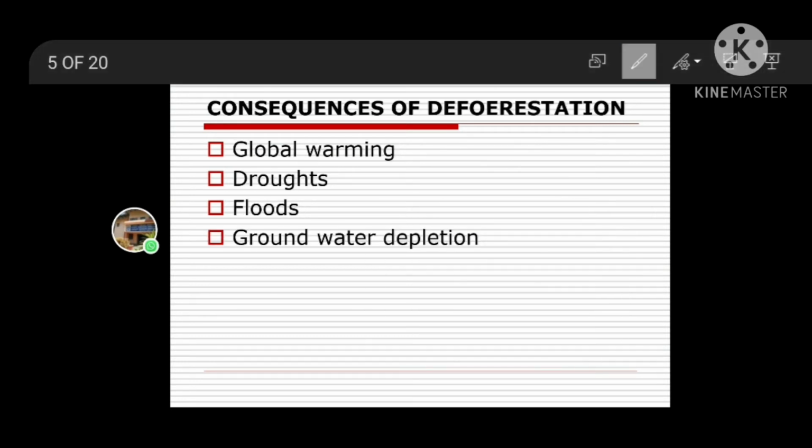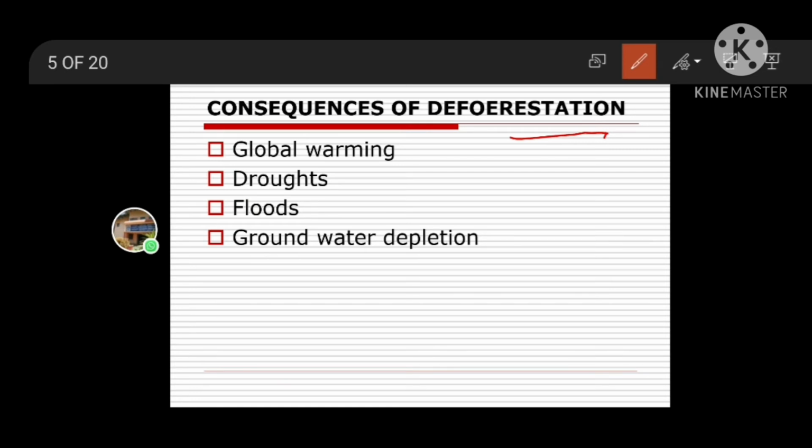So you can see here now, once deforestation is done, you may get land, but what are the other effects, harmful effects of deforestation we are going to learn in this. You must have heard about global warming, droughts, floods, groundwater depletion may occur because of deforestation. Deforestation leads to desertification also. Once you cut down the trees, plants from a forest, that area becomes like desert.